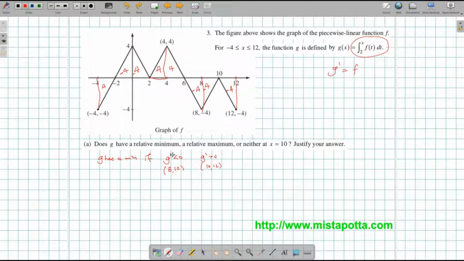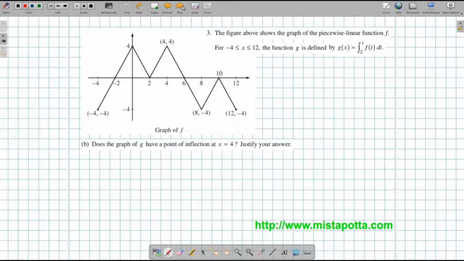What I notice is that g prime is less than 0 on this interval, but g prime on this other interval is also less than 0. So do I have a relative minimum, relative maximum, or neither? I actually have neither, because g prime is less than 0 on the domain 8 to 10 and the domain 10 to 12. I would need a transition from negative to positive or from positive to negative in order to have extrema here. Because g prime is strictly less than 0 on both of these domains, I end up with a neither solution.